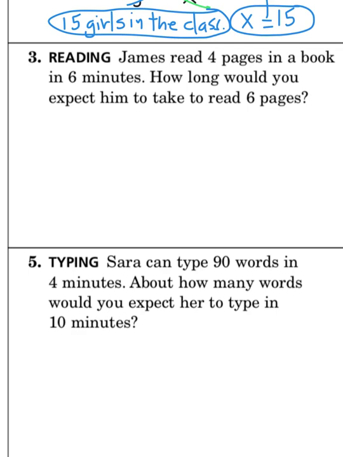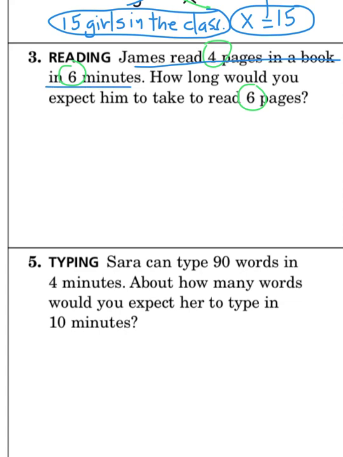James read, oh, this is about someone I know named James. James read 4 pages in a book in 6 minutes. How long would you expect him to take to read 6 pages? Okay, so I see some numbers here. I see a 4, a 6, and a 6. I need to find out what information goes together. Well, right here in this sentence, it says James read 4 pages of a book in 6 minutes.